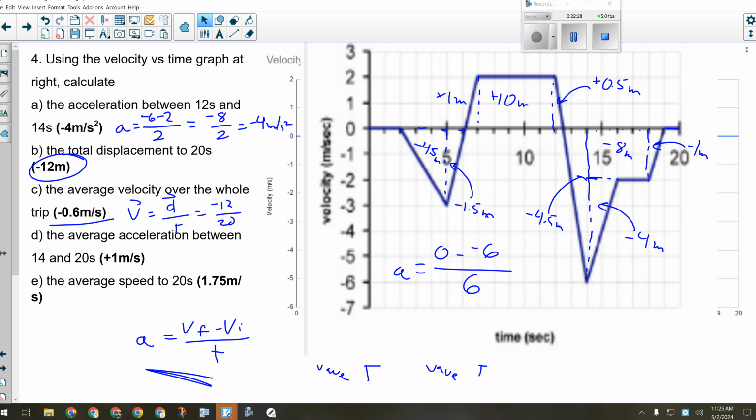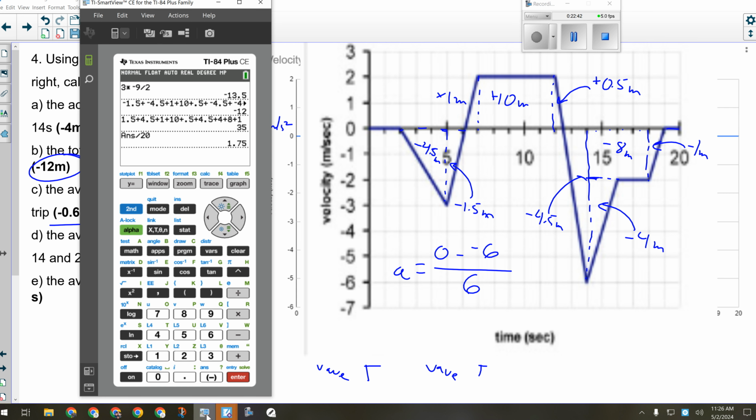Don't pack up. All right, average speed to 20 seconds. That means I take all of these numbers to get the total distance. What do I do with all those numbers again? Add them up, but without the negatives. In my calculator, I just put in the entries and then deleted all the negatives, and I got a distance of 35 meters.